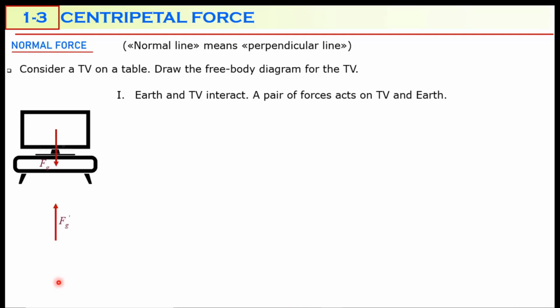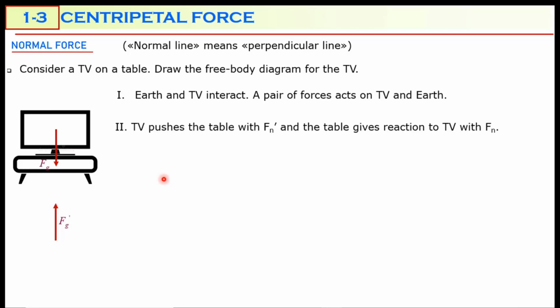Like this, the Earth is attracting the television down. Don't think that the television cannot attract the Earth. Of course, the television is attracting the Earth in the opposite direction. These two forces are opposite in direction but equal in magnitude. Teacher, but the television falls down because Earth has so huge a mass. If mass is huge, acceleration is so small. That's why we see the television falling toward the Earth. These are action-reaction pairs. One of them I call FG, the other one is FG prime.